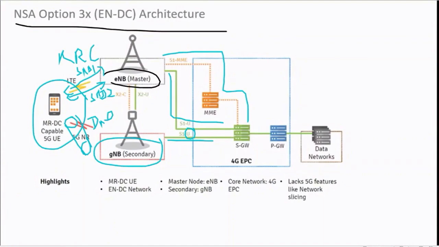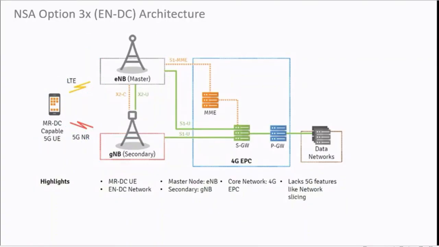Here the main purpose is to improve the data rate. From LTE, we already have wide coverage. So with the help of just adding the G node B and not changing the infrastructure much, we can increase the data rate. The only condition is that this UE should be LTE and 5G capable. So these are the few highlights for this 3X mode.